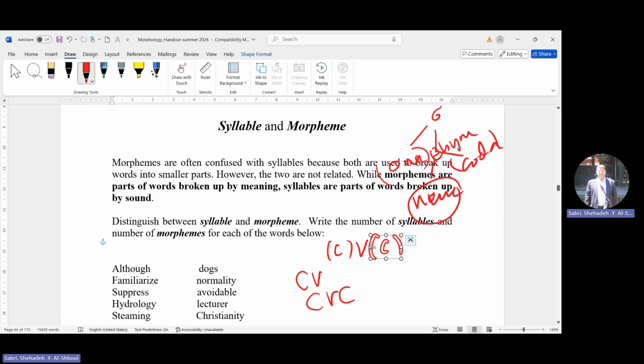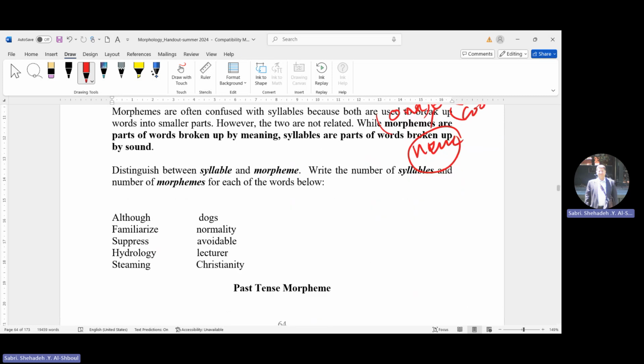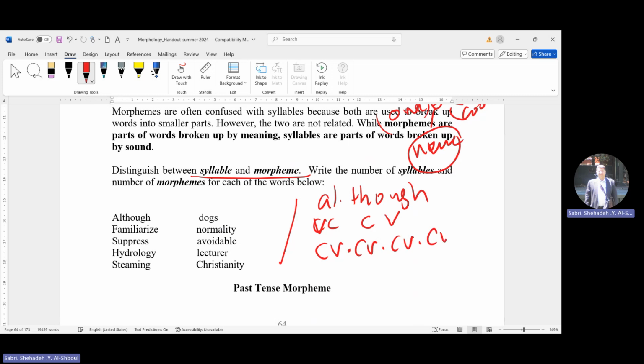So here it is good to look into these words and try to divide them into morphemes as well as syllables. Let's say syllable versus morpheme structure. Although has two syllables: all, VC, plus though, CV. Familiarize: fa, CV; mil, CV; lia, CV; and rize, CVC. Suppress: sup, CVC; press, CVC.